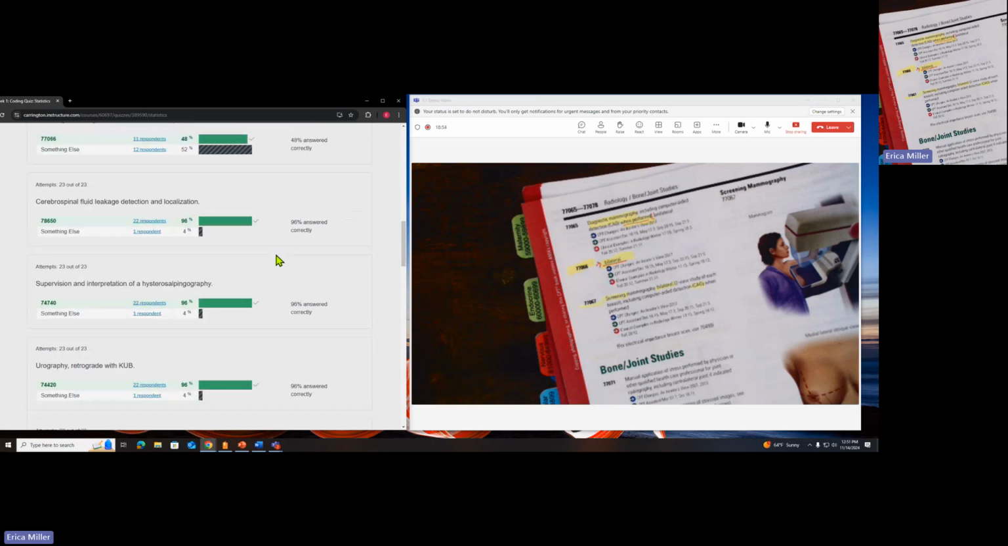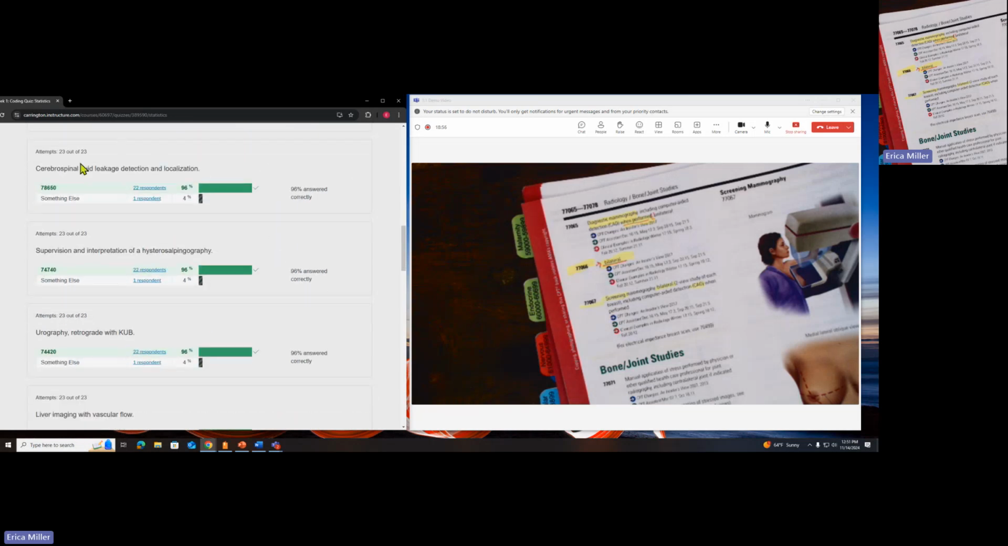All right, let's look at the next one. We've got cerebrospinal fluid leak.